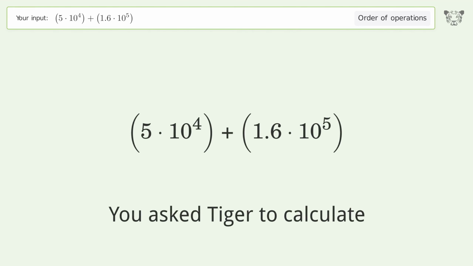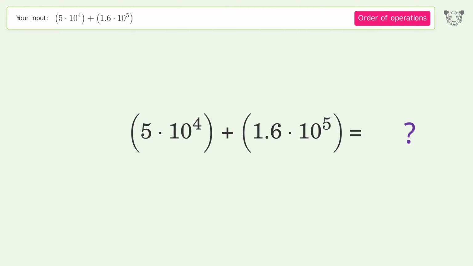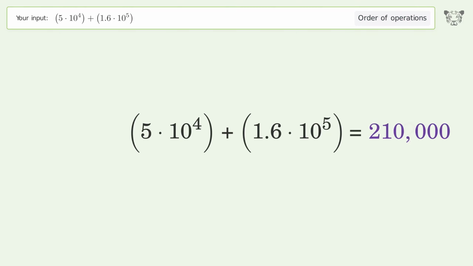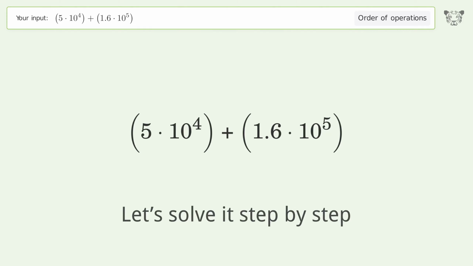You ask Tiger to calculate. This deals with the order of operations. The final result is 210,000. Let's solve it step by step.